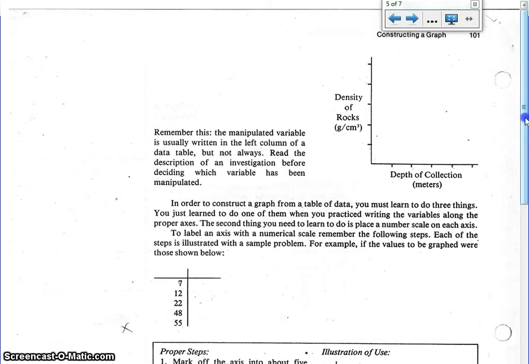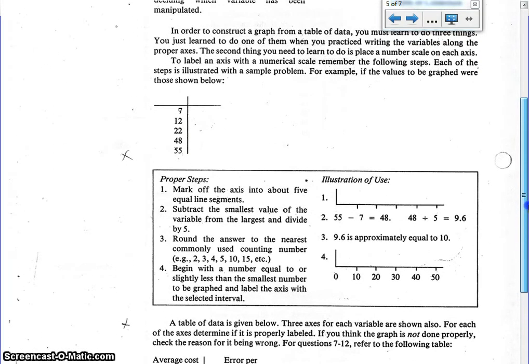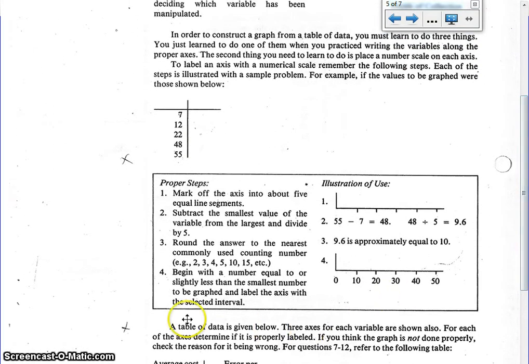So here's our table. This is very, very important. You need to star this right here, put some kind of notes, because we're going to come back to this. When we go to quiz over tables and graphs, I'm going to make sure that you know how to make this scale correctly. So when you're making a scale for a graph, the first thing is mark off the axis to about 5 equal line segments.